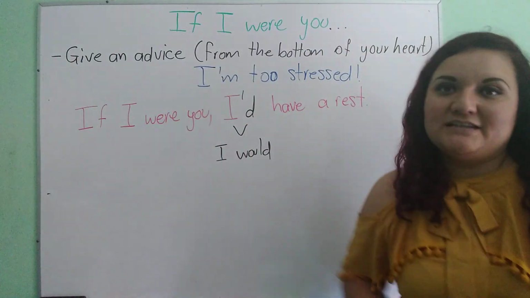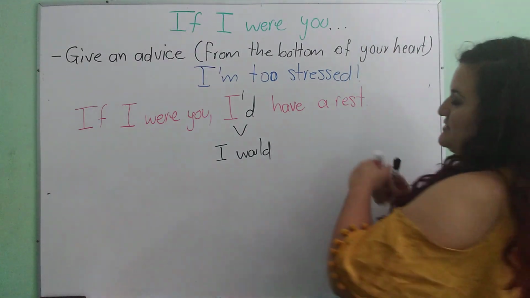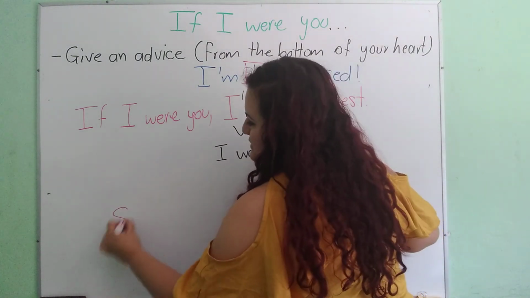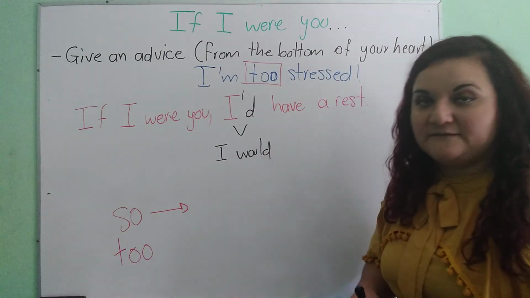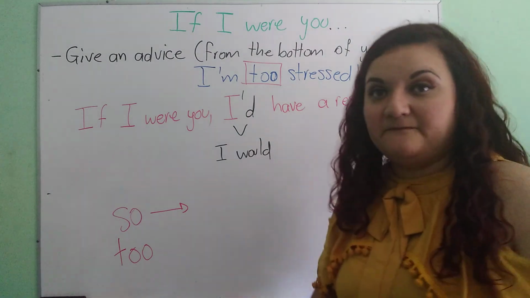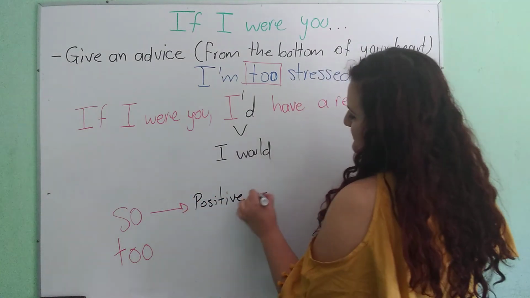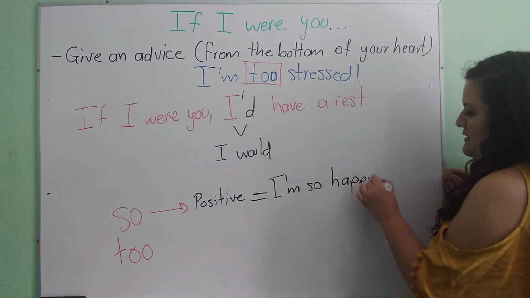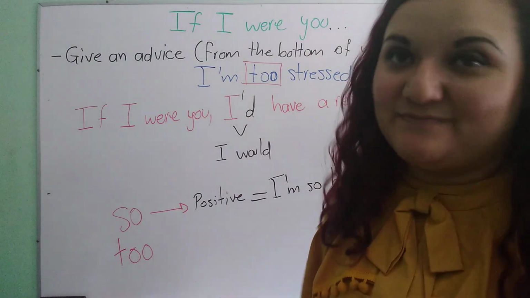So imagine that someone said, "I'm too stressed," and I also tried this intensifier, because we have two intensifiers, "so" and "too." We use the intensifier "so" when you want to express a positive feeling. For example, "I'm so happy." It's a positive thing, something that makes you smile, maybe.